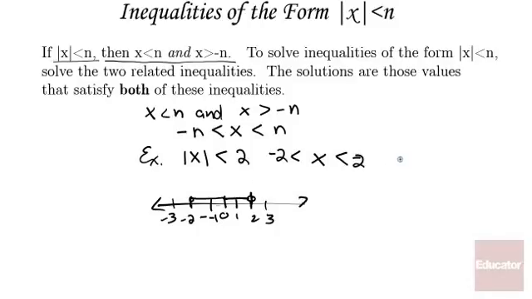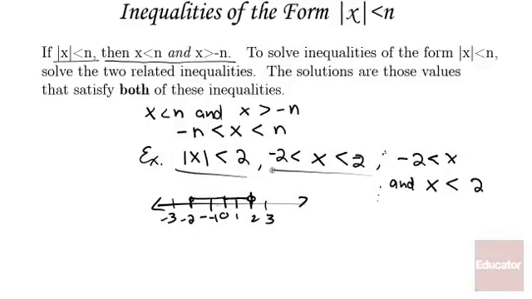Or I could form it out into two related inequalities. x is greater than negative 2. So we're just writing this out into two separate inequalities. And x is less than 2. Okay? So what this is telling me, the absolute value of x is less than 2, is that x is greater than negative 2, and it must also be less than 2. It has to satisfy both inequalities. The solution set for this must satisfy both of these related inequalities, which can also be written like this.